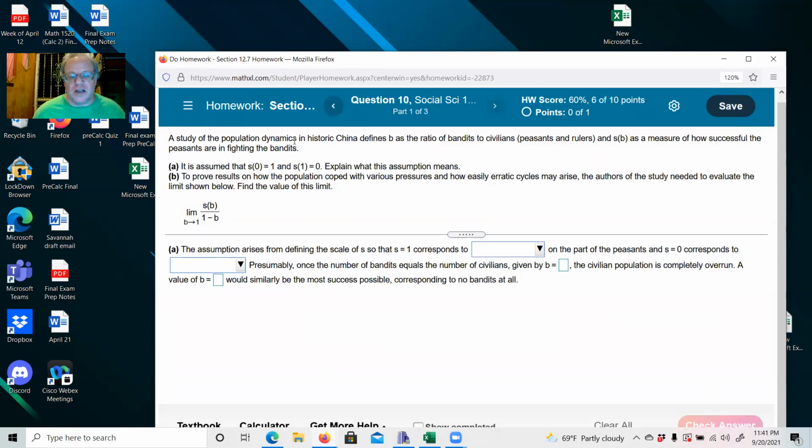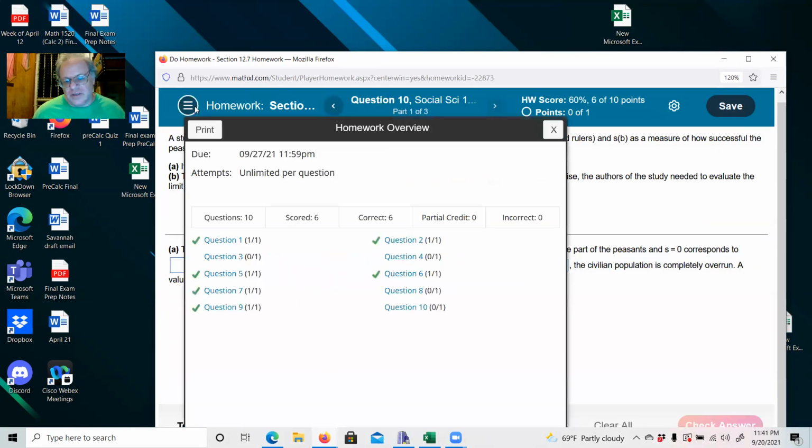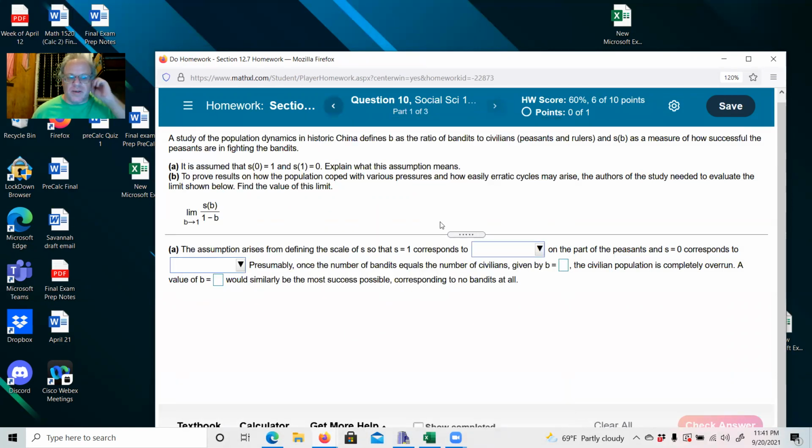Let's see, question 9, question 10. Is that the last one? That is the last one. Let's see what we have here. We assume that s of 0 is 1 and s of 1 is 0. Explain what this assumption means. Let's see.